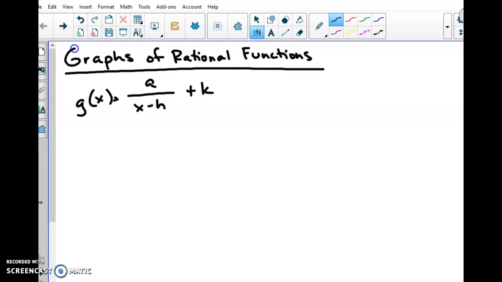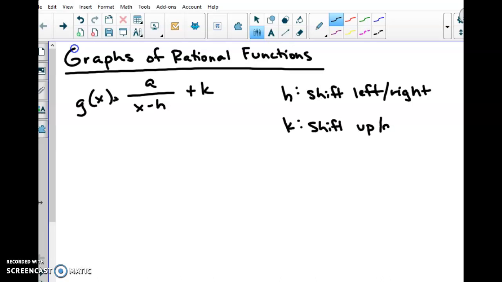So the h and the k we've seen before with parabolas and that kind of stuff. The h is going to represent your shift left and right. Your k is going to represent your shift up and down. And then a is just some number, some constant number. Again, this is just going to tell us where everything is moving in terms of our rational function.